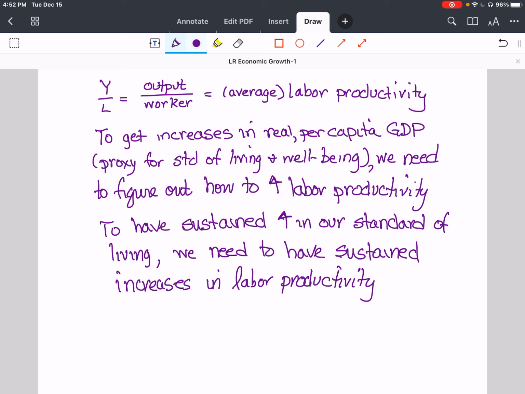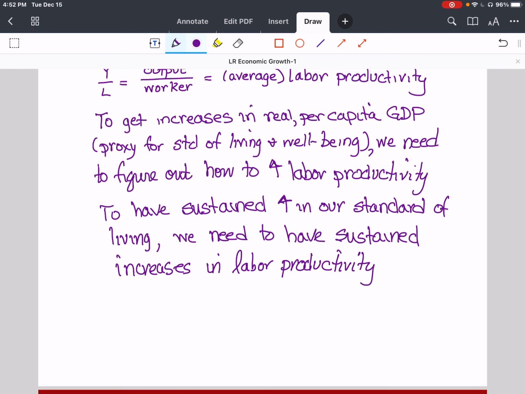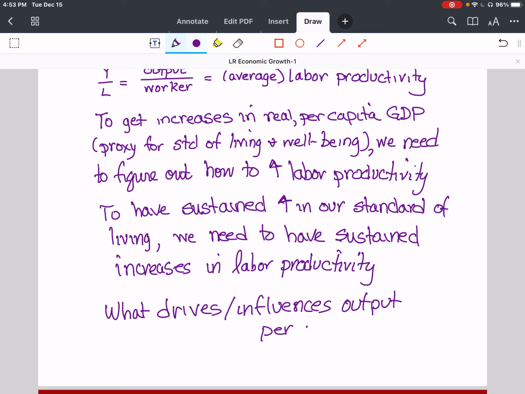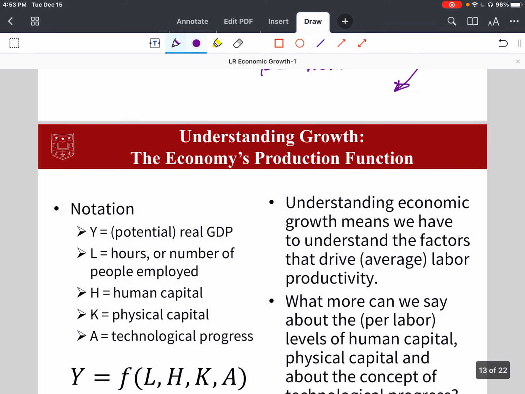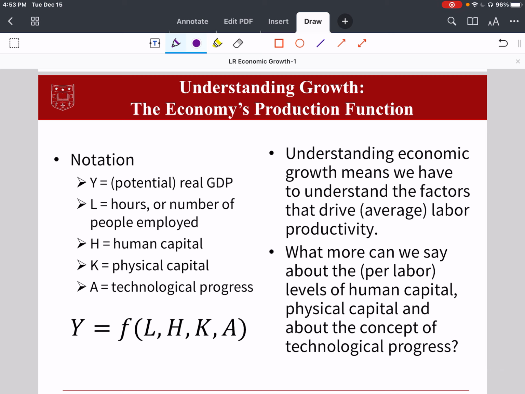Output per worker. There is no other kind of choice. So the big question is, what factors are going to contribute to output per worker? What drives or influences output per worker? That's what we're going to turn to now, and it's going to be what we turn to in a big way in the next set of notes.